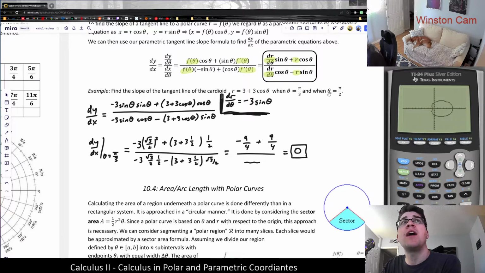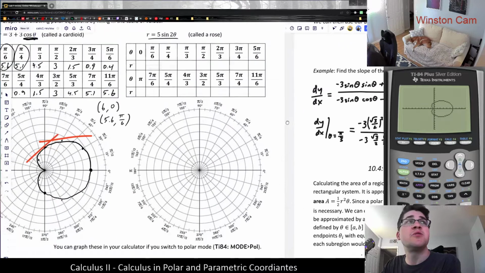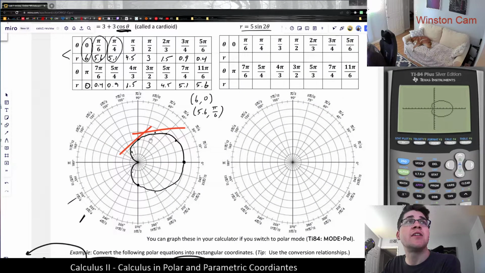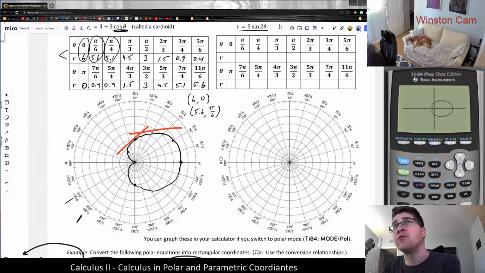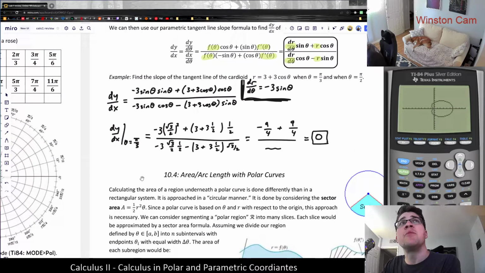And similarly with pi over 2, let's say we wanted to know the slope at exactly this point, pi over 2, which was right here on the curve. It appears to be maybe about -1. And again, we could do it precisely by plugging pi over 2 in. I'll leave that as an exercise for you to try on your own.